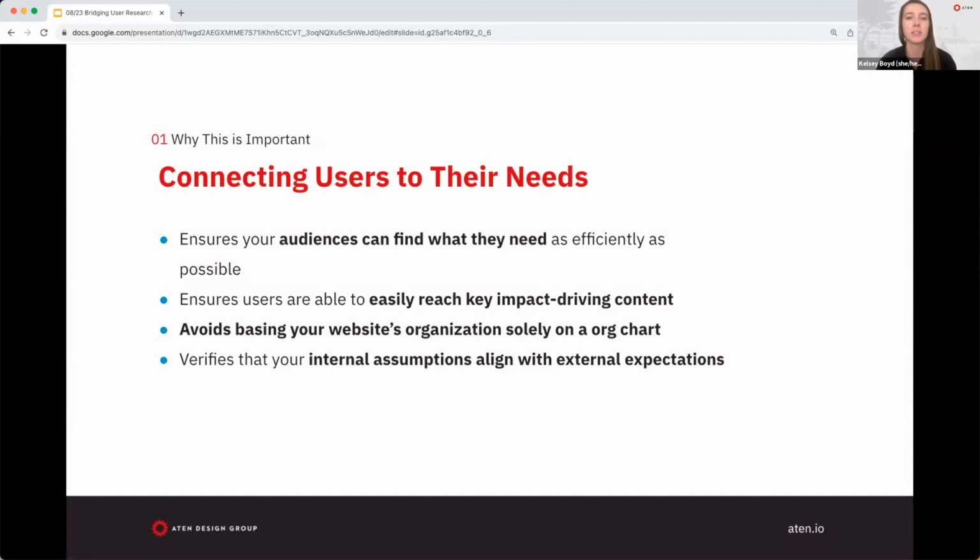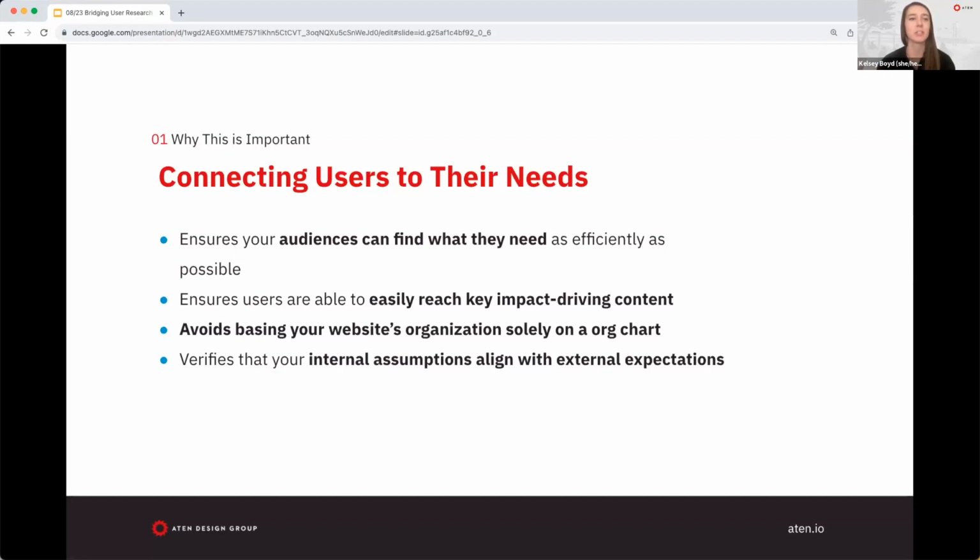So starting with really connecting users to their needs, this is how we make sure that we're ensuring your audiences can find what they need as efficiently as possible. So really achieving some of those core goals of the site, ensuring users are able to easily reach key impact driving content. Whether that's filling out a form or registering for an event, that pathway is very simple and intuitive for users, and that we're avoiding basing your website's organization solely on an org chart. We find that that's a very common comfort zone that people default to.